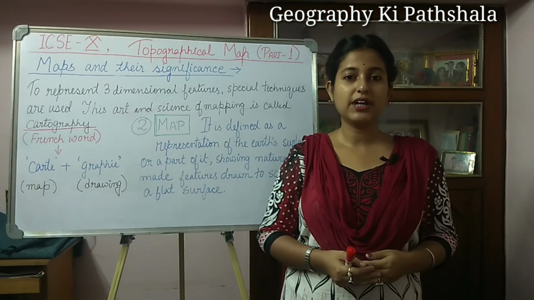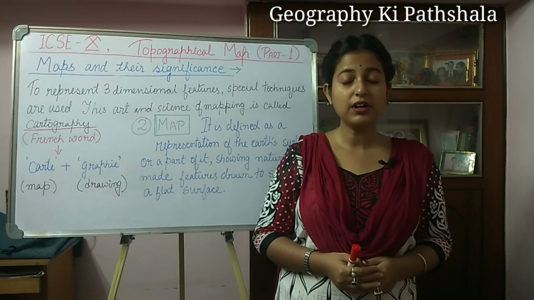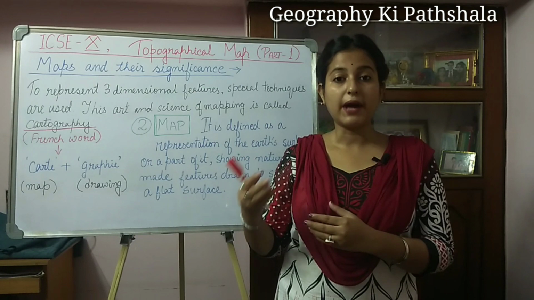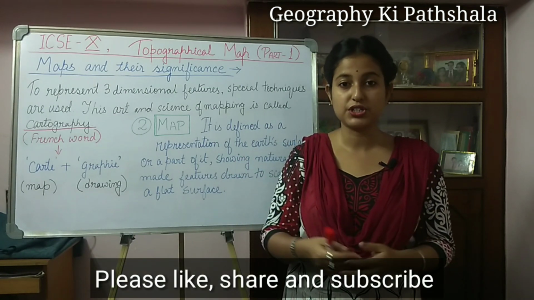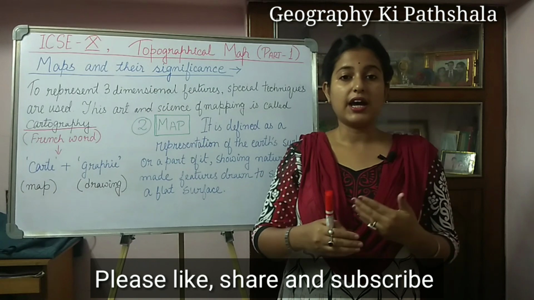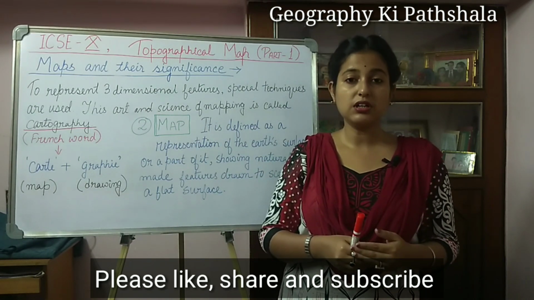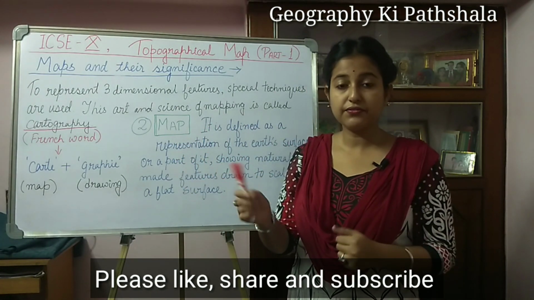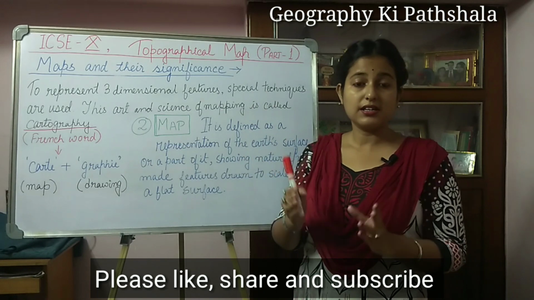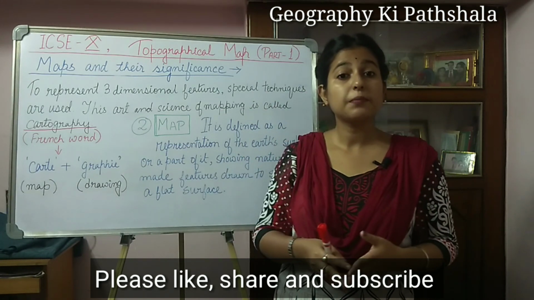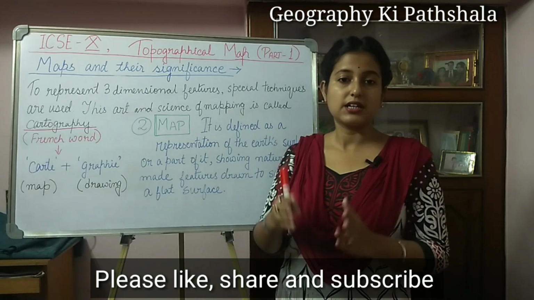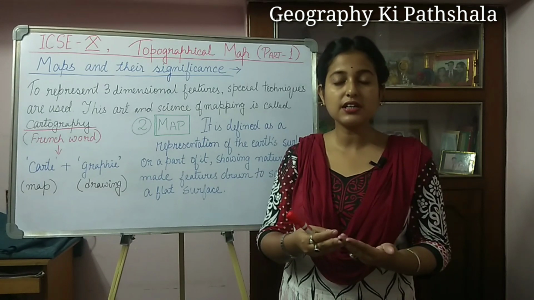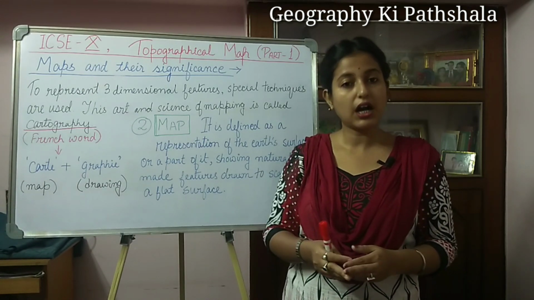So as I told you about the limitations of the globe and how the thinking of map representation emerged, in a map we can represent the three-dimensional features like mountains, rivers, plateaus, all these types of features, and this is represented through a special technique. This technique of art and science, of how we represent these features, is known as cartography.